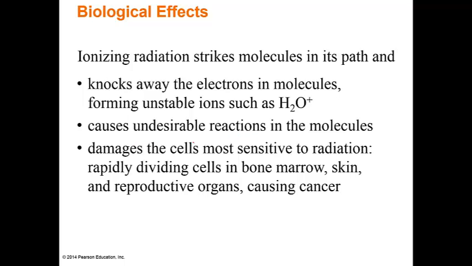So these are things that can damage the cells most sensitive to radiation, rapidly dividing the cells in bone marrow, skin, and reproductive organs, causing cancer. This is how cancer spreads. It basically recodes your own cells, and then the more radiation you have, the more molecular damage or mutation that goes on and causes these things to spread.